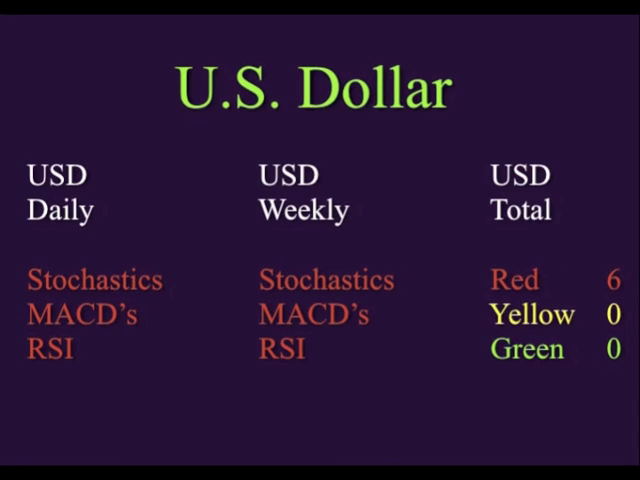And so, summing things up for the US dollar, we analyzed the daily charts and the weekly charts. And this was real easy. On the daily chart, stochastics, MACDs, and relative strength index were all negative. We gave them a red mark. Same for the weekly chart. All were negative. We gave them a red mark. So we have a grand total of 6 red marks, 0 yellow marks, and 0 green marks. Things not too good right now for the US dollar as it's looking weak.